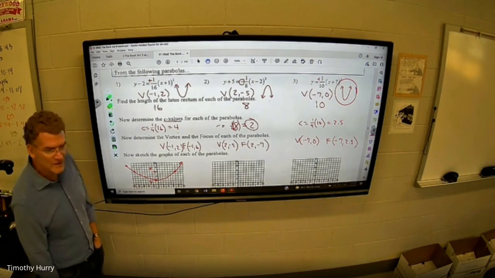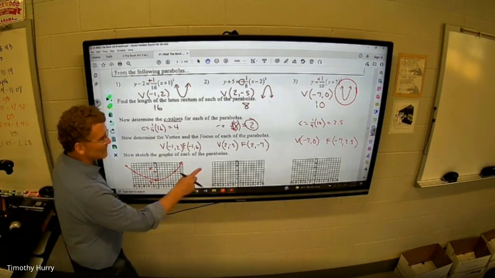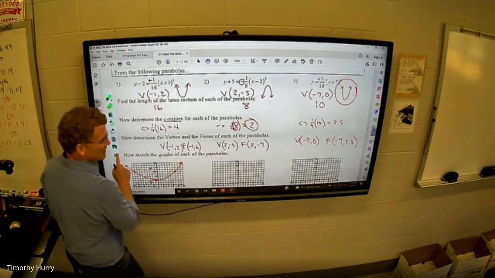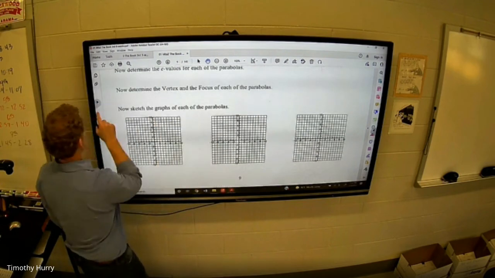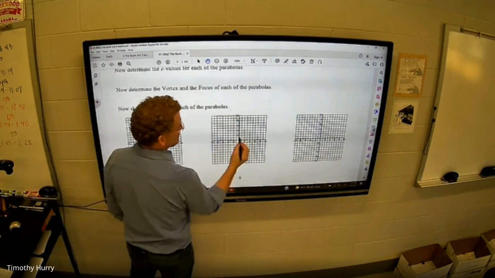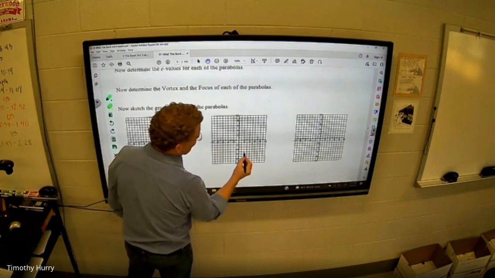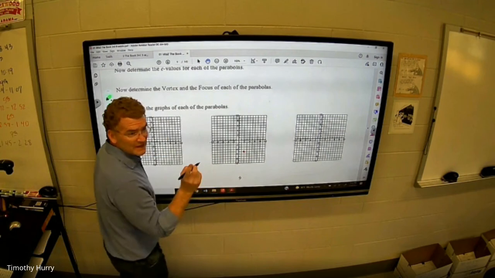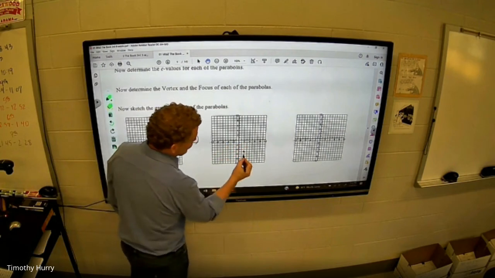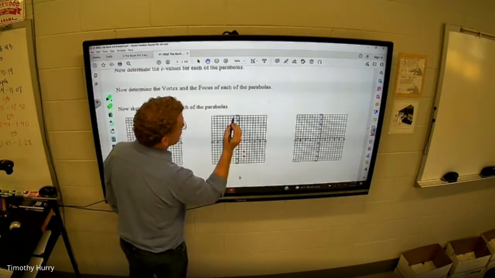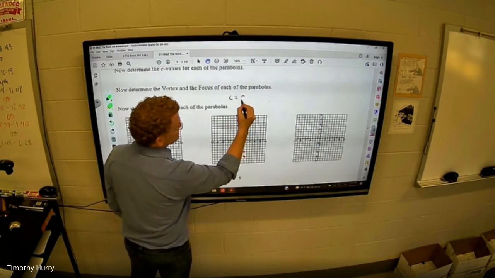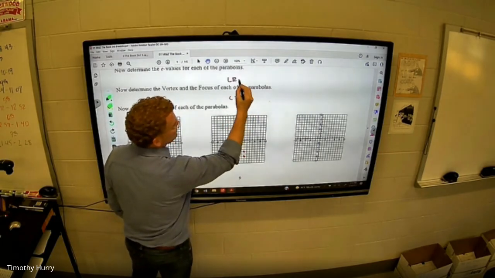Are you with me? Okay, remember 2, -5 and 2, -7. So right here, we said the vertex was 2, -5. We said the focus was 2, -7, right? And we said the C value was 2, and the latus rectum was 8.